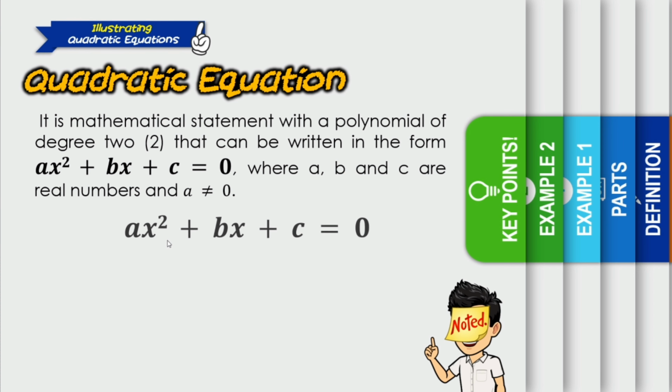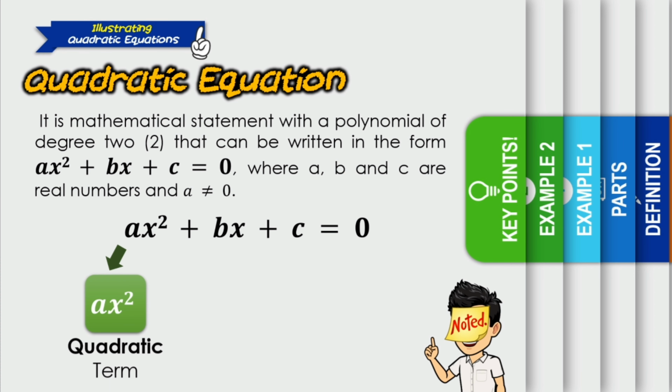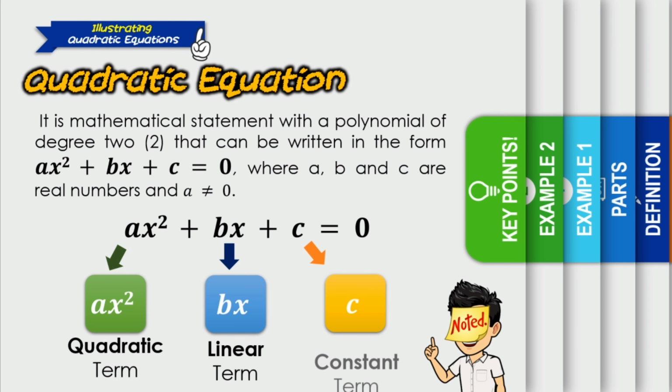So our quadratic equation has its standard form, ax squared plus bx plus c equals 0. The first term, ax squared, is also known as the quadratic term. So sa quadratic term, makikita natin yung value ni a. Next, bx is actually called our linear term. And in our linear term, makikita naman natin yung value ni b. And then the last part of a quadratic equation is the constant term, which is c.